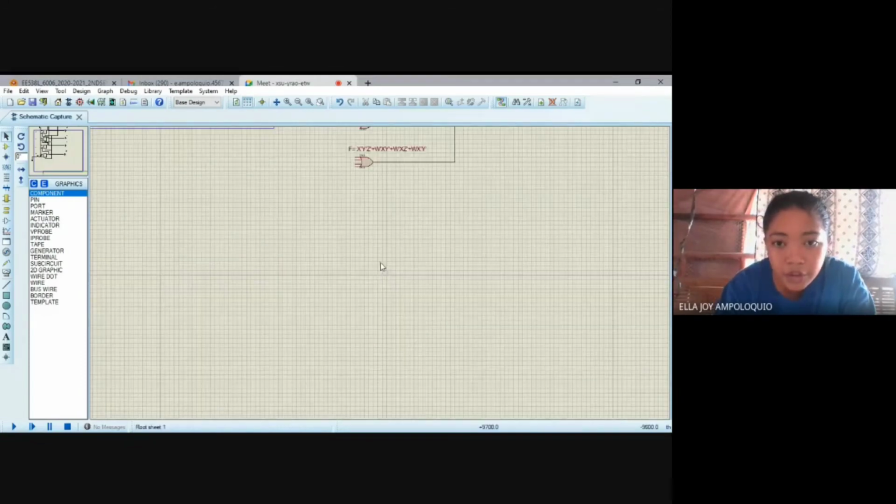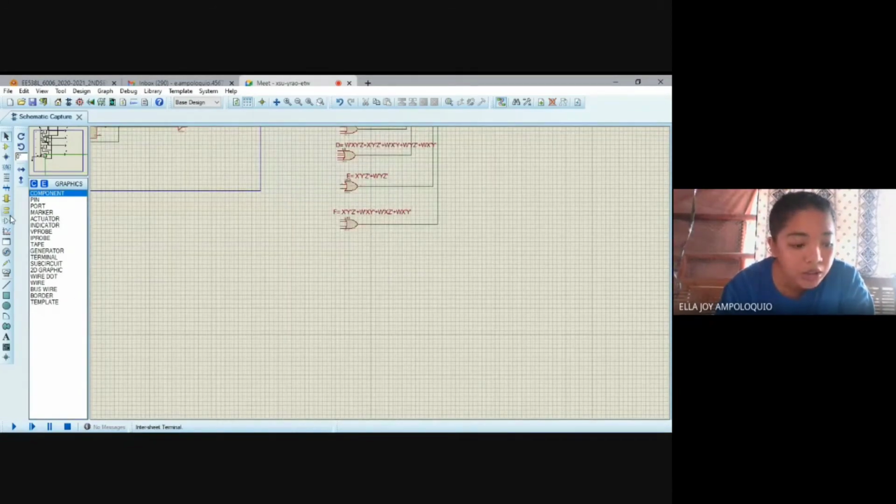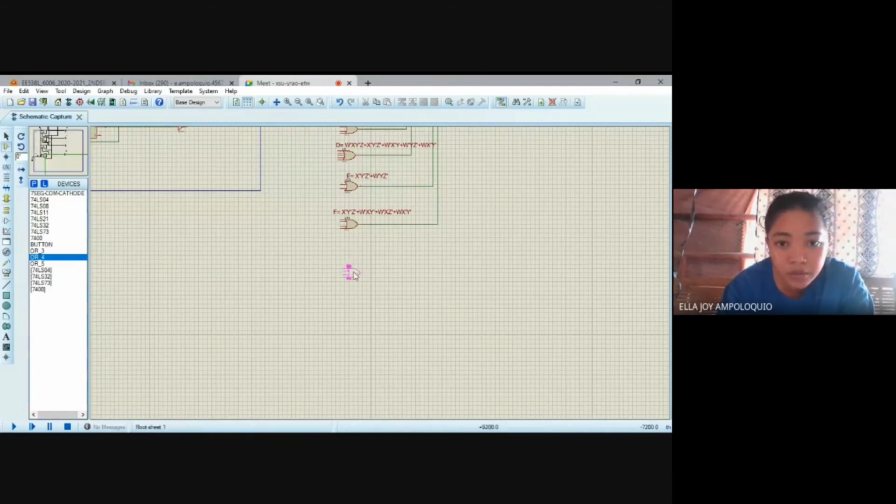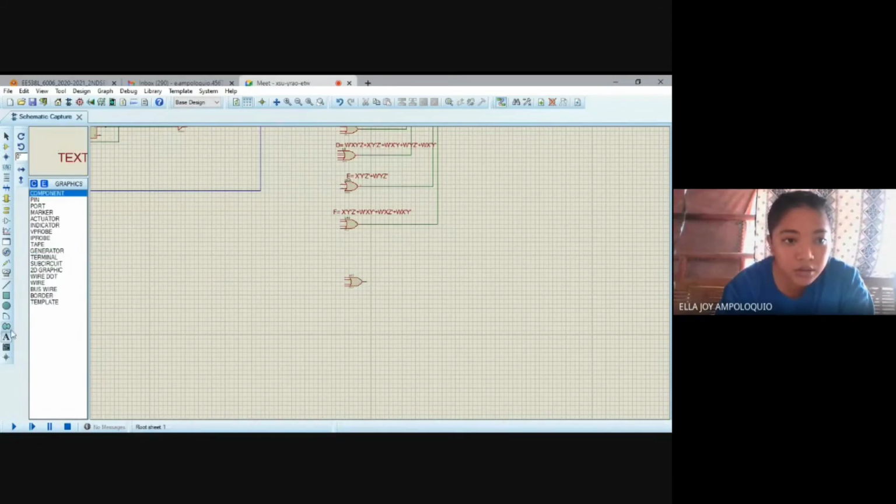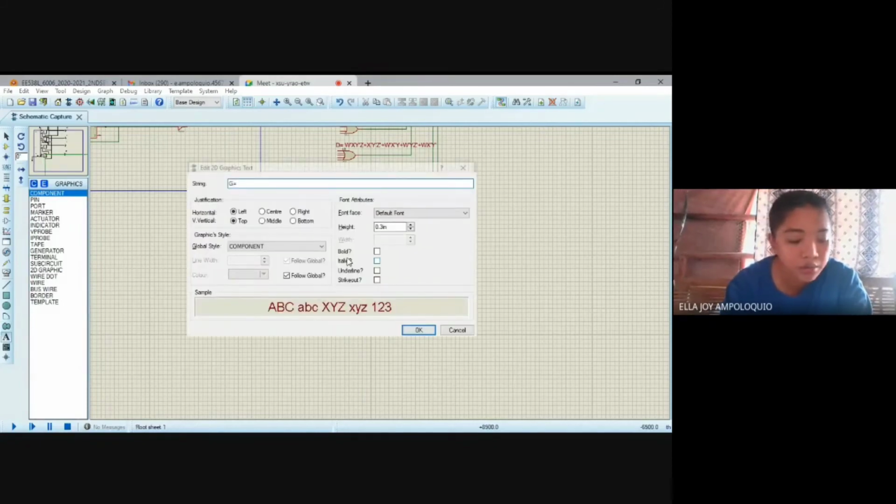Then for the last equation, for letter G, we also have 4 inputs, so I will also use the OR with 4 inputs. G is equal to W prime X prime Y plus W prime X Y prime plus W X prime Y prime plus W prime Y Z prime.